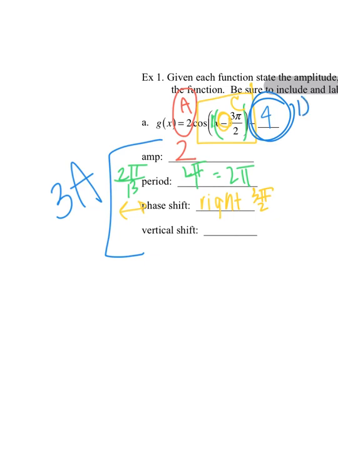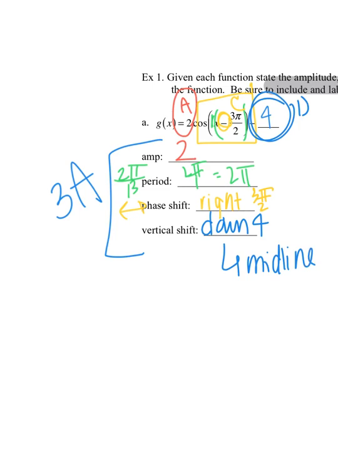And then finally my vertical shift is the D value at the end. Since there's a minus 4, this graph is moving down 4. And another thing about this D value is it tells you where the midline is. Midline.